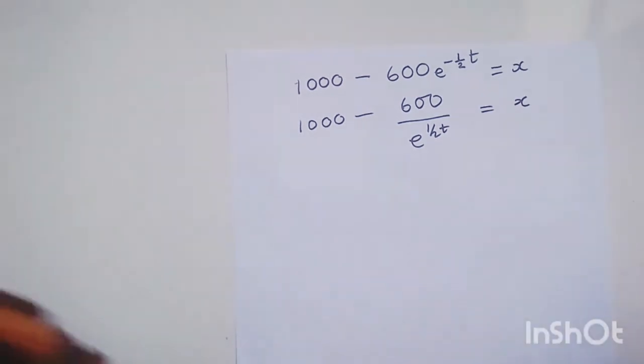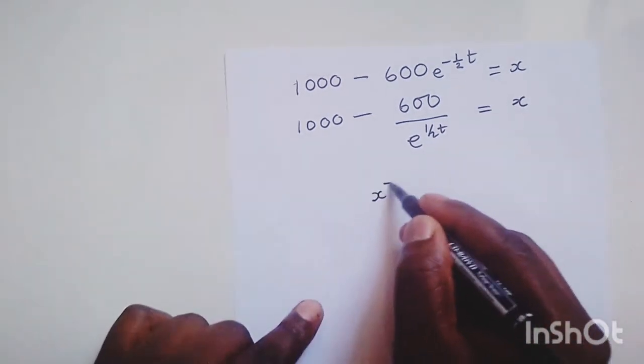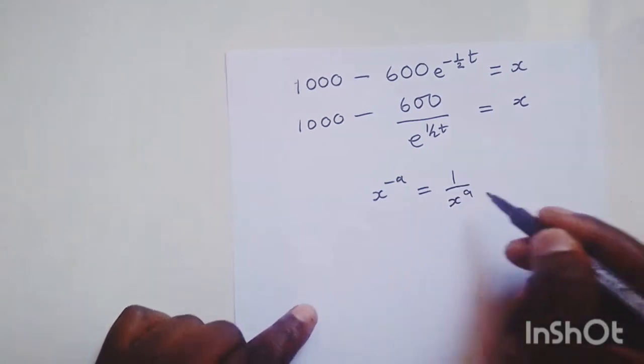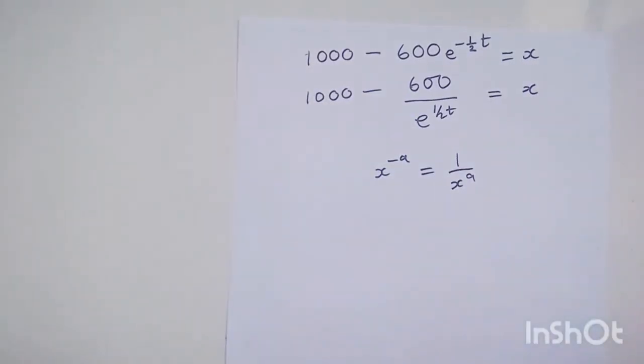Remember, using the laws of indices, x to the power of minus a is the same as 1 over x to the power of a. So e to the power of minus half t can be written as 1 over e to the power of half t. If you multiply it by 600, you get 1000 minus 600 divided by e to the power of half t.